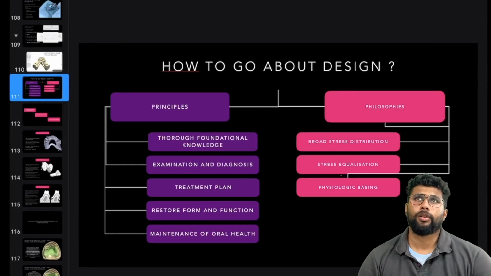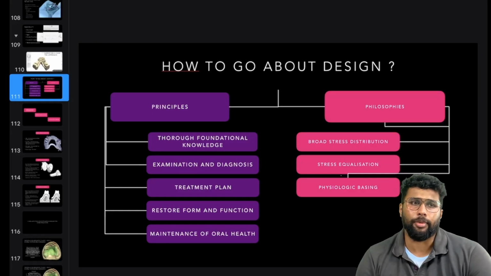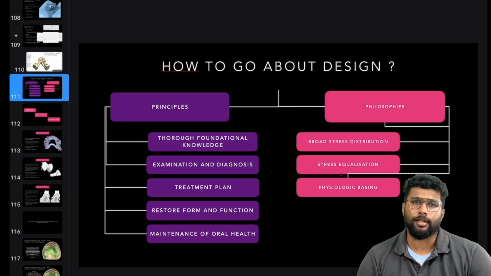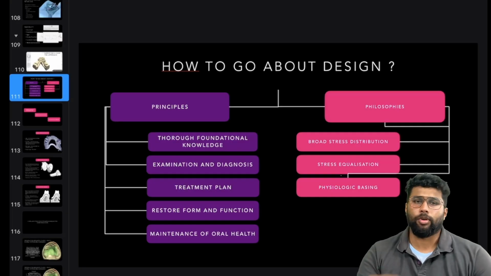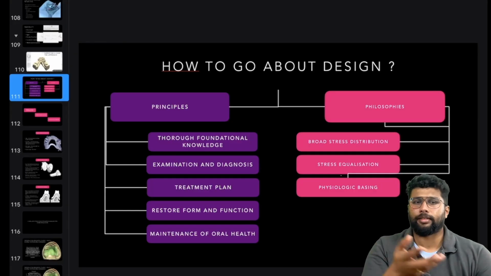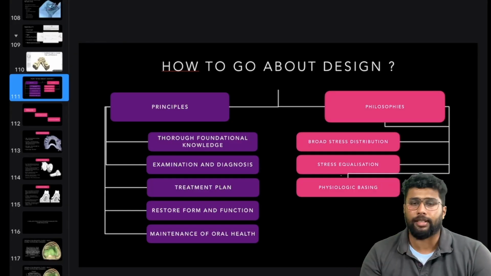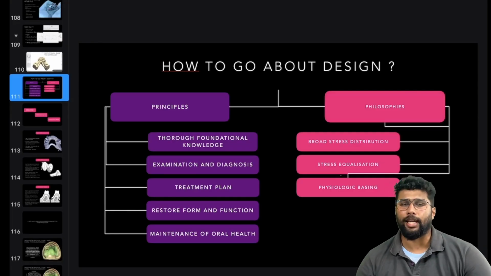Next comes the question of how to go about the design process. It is not simply a matter of placing the components where they are supposed to be. It is not that you see a case and think, okay, I have 0.01 inch undercuts here, I'm not supposed to place the undercuts here, and then just place the rests and the meshes and the major connectors in a very robotic or mechanical fashion.